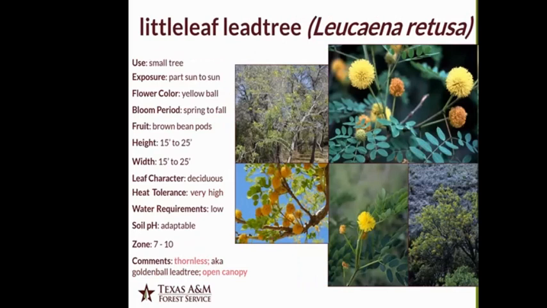Then we have little leaf lead tree. I really like this one. I don't see it a lot, but I love the spherical yellow flowers that they produce. It's thornless, and it does kind of have an open, thin canopy. More commonly seen in South Texas.